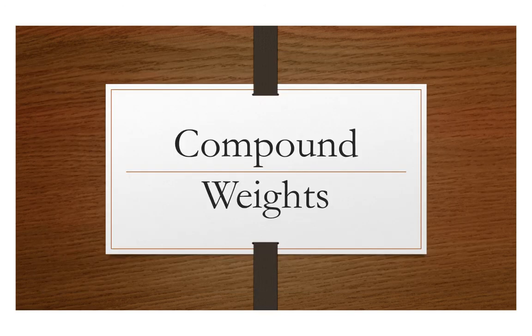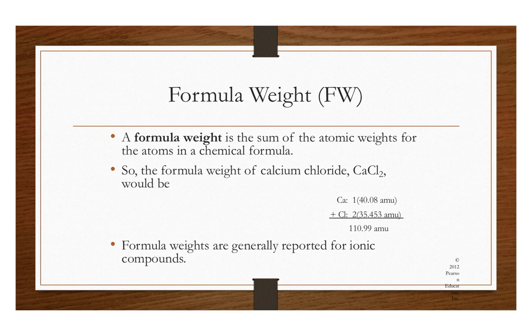So the next thing that we do with equations after we write them out is we want to translate them into a scale that works for humans. And so the first portion of that is for us to talk about compound weights. All right. First kind of compound weight is a formula weight. Okay, so a formula weight is simply the sum of the atomic weights for the atoms in a chemical formula.